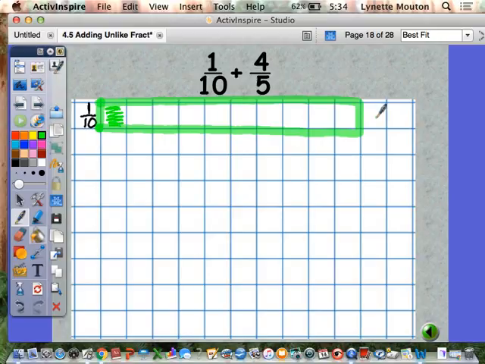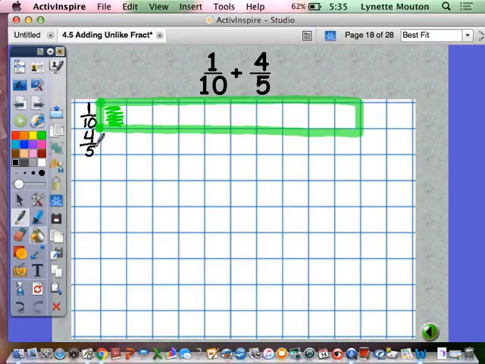This time we can't isolate the numerator down here because our denominators are different. So we write the next fraction, which is 4/5, and then we model the next fraction. 5 equal parts. 1, 2, 3, 4, 5. And our numerator tells us that 4 of them need to be shaded. 1, 2, 3, 4.